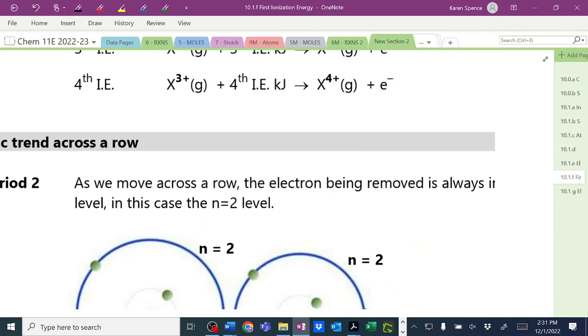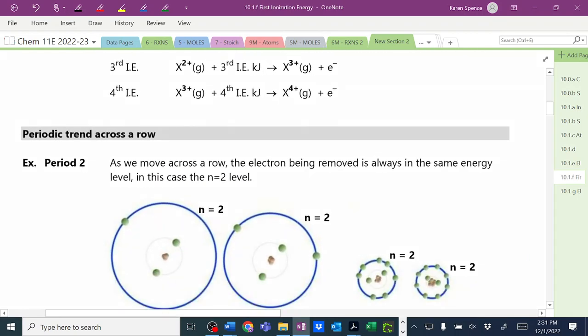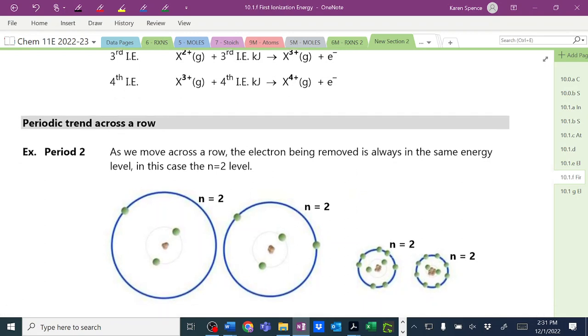So what is our trend across a row? These are all being removed from n equals 2.